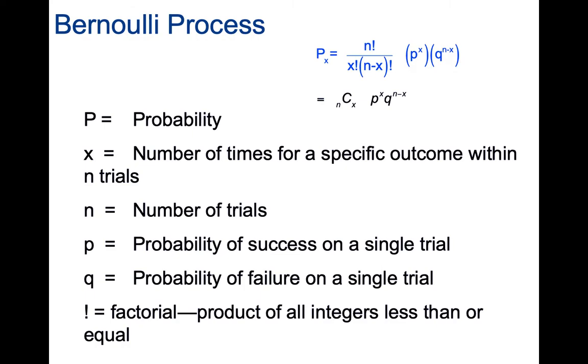So, what is n? n factorial is on top there. Well, n is simply the number of trials. So if I'm going to toss a coin 6 times, then n is equal to 6.